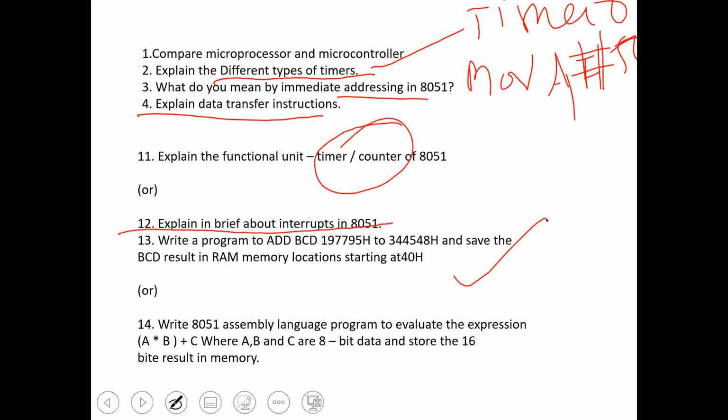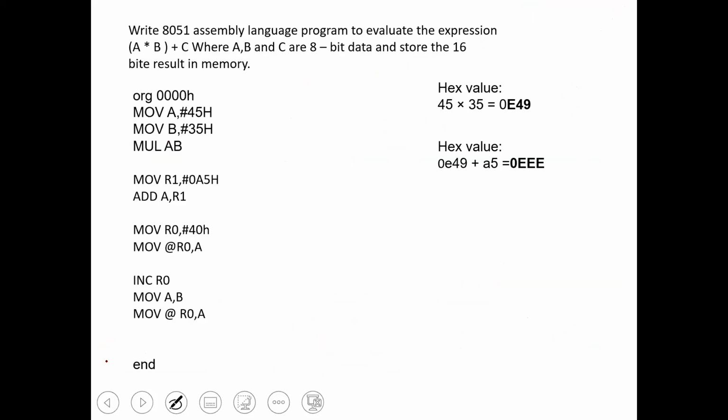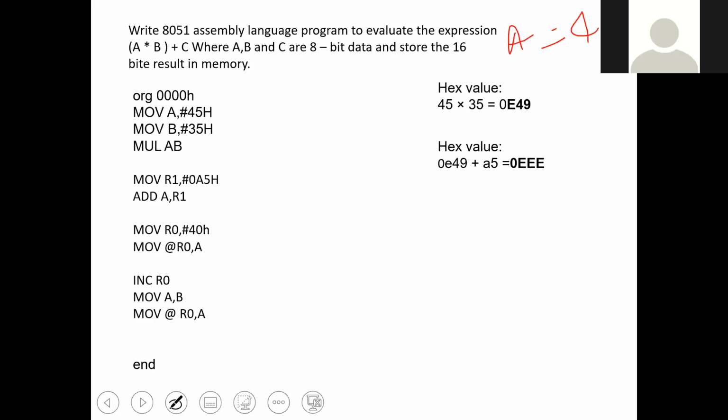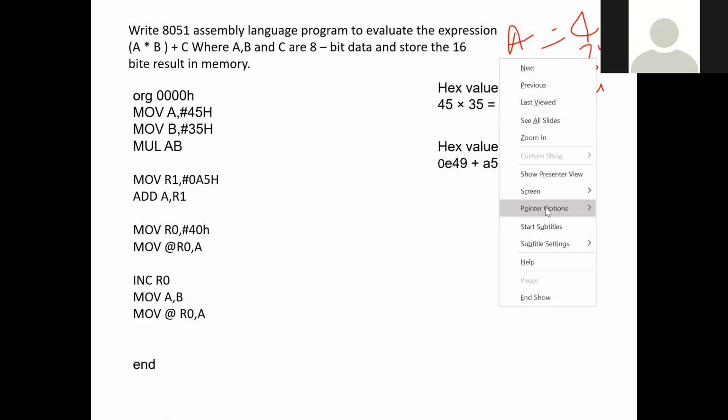Write an 8051 assembly language program to evaluate the expression A into B plus C. A into B means multiplication. Then I have to add the data. Very simple. So what I am going to do now, my A is 45. My B is 35. My C is A5. Sorry, actually I'm writing now. I have A.